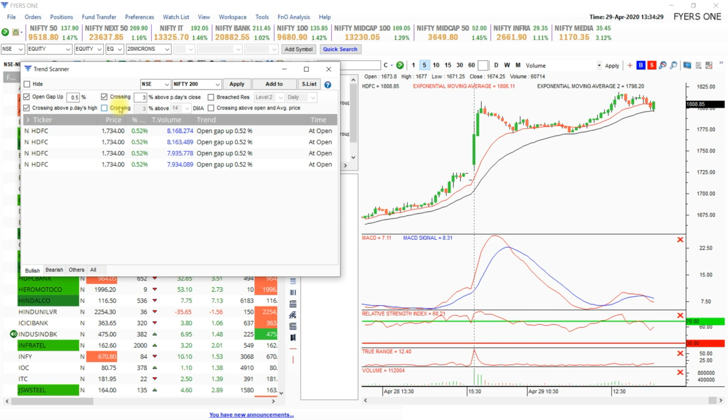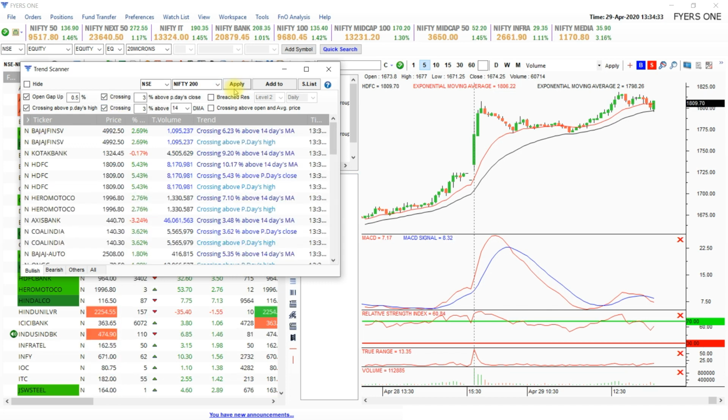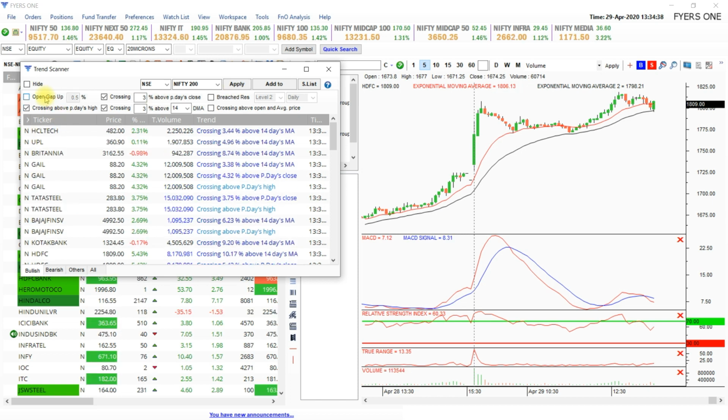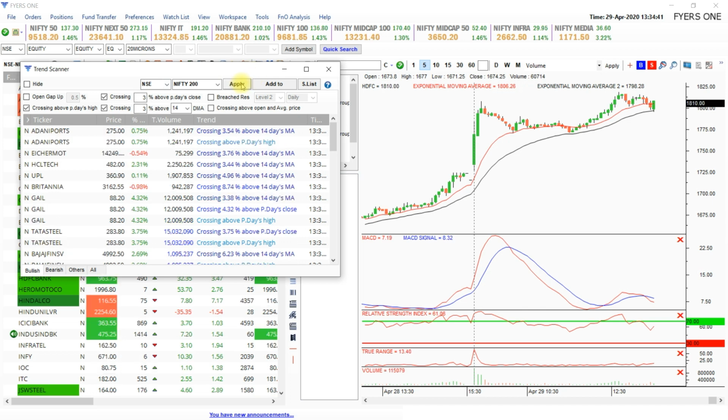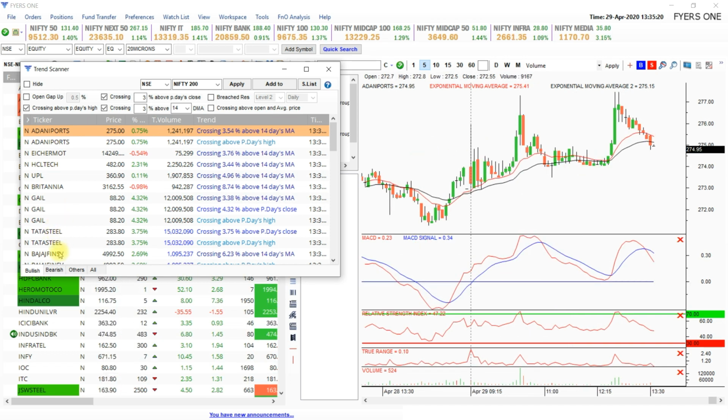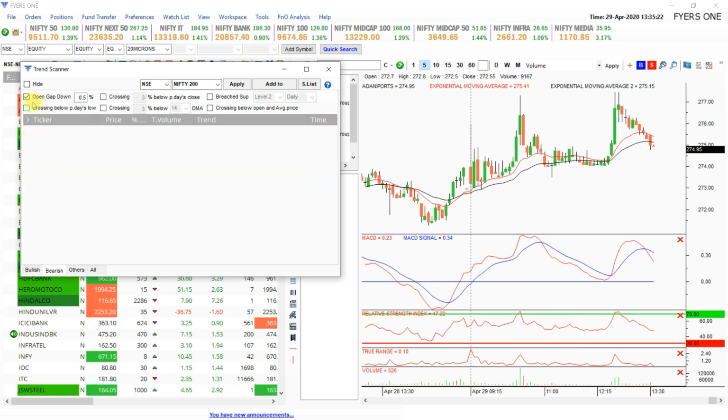Like I said earlier, those who have idea about this will know the importance of all these live scanners. In future, we will make videos on different strategies too, using these indicators. Anyways, here, for example, Adani Ports is almost 3.5% above of 14 period DMA. To analyze this stock, just drag and drop on the charts and add your indicators, tools, etc. and analyze.